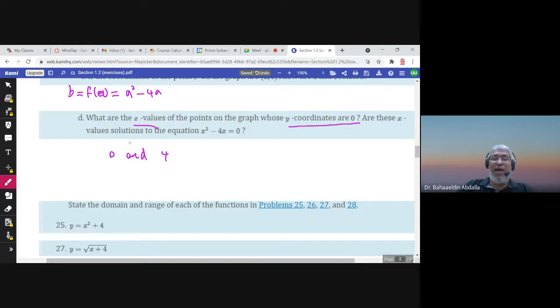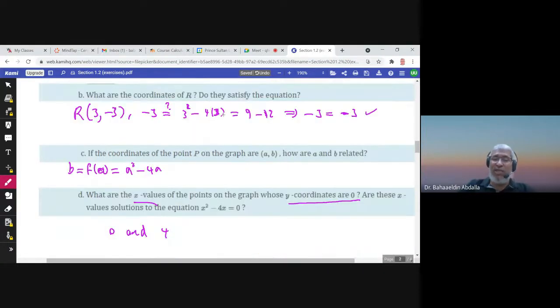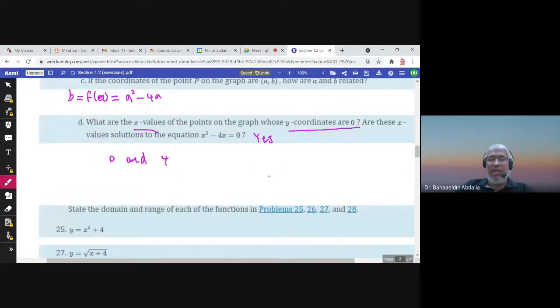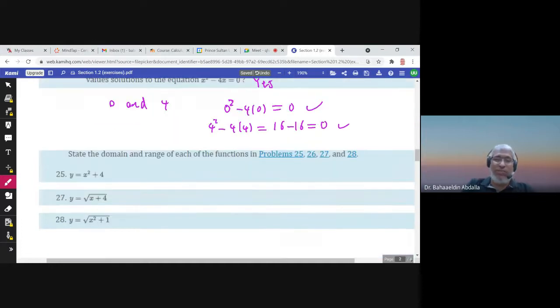Are these x values solutions to this equation? Well, they lie on the curve, on the parabola. So yes, they are solutions, of course. And we can check that by replacing x by 0. So 0 squared minus 4 times 0 will give you 0. That's correct. And if you put 4 squared minus 4 times 4, this would be 16 minus 16, which is actually 0. So yes, they satisfy the equation.